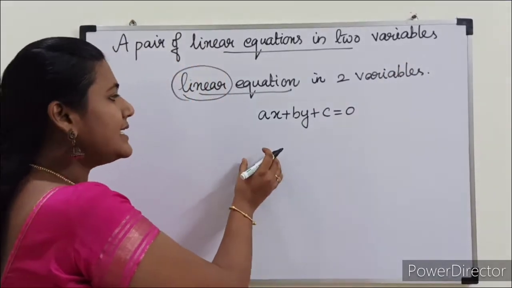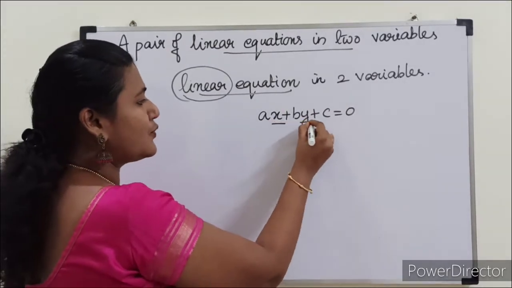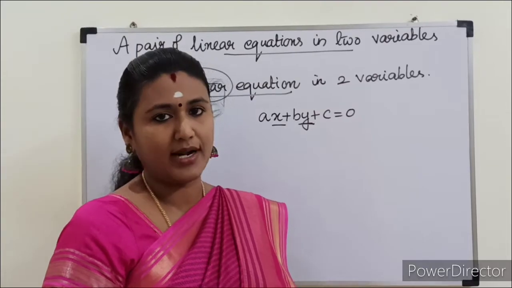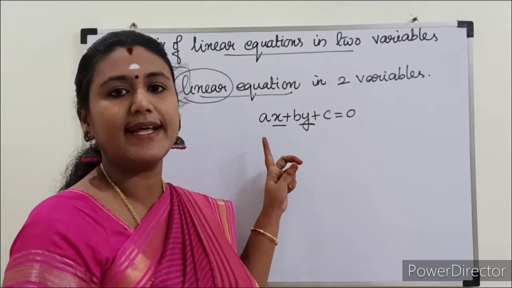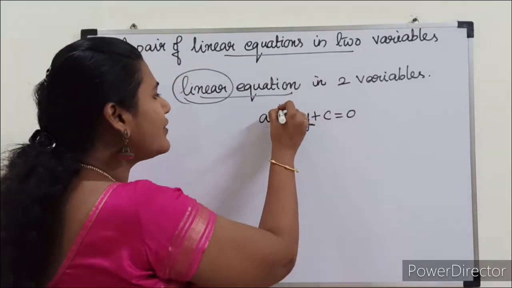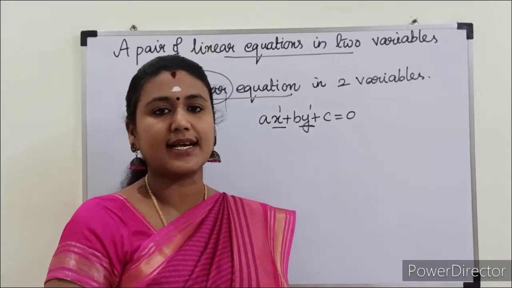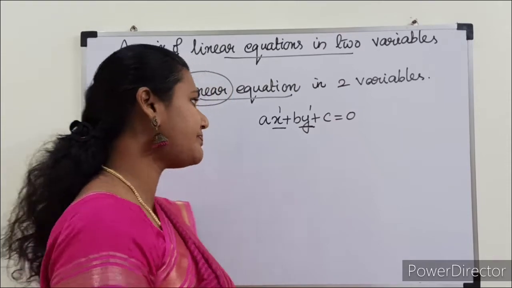If you see here, we have two variables. And the power of the variable is 1. That is why this equation is called a linear equation. Power of the variables x and y is 1.